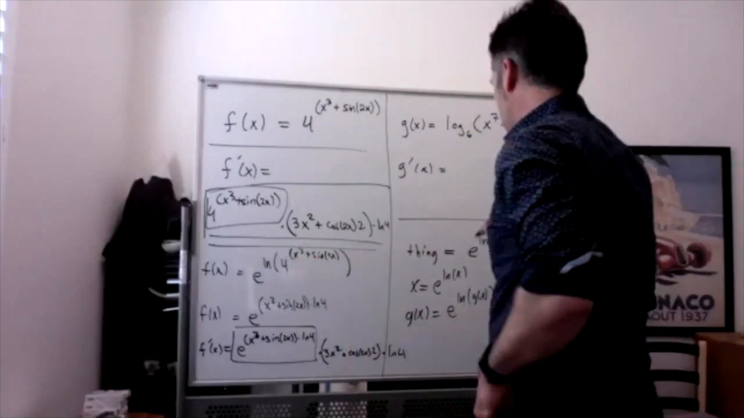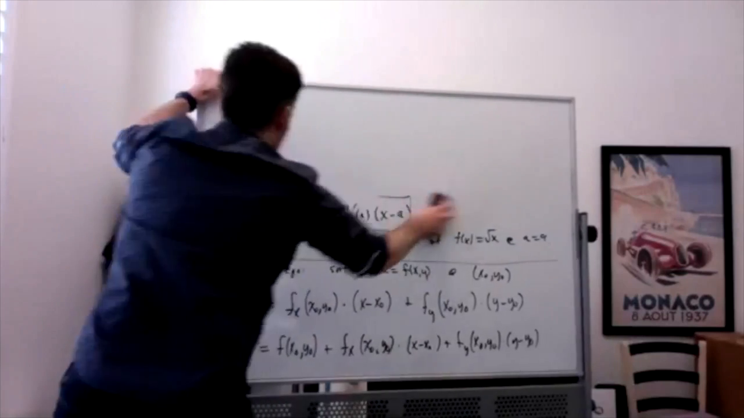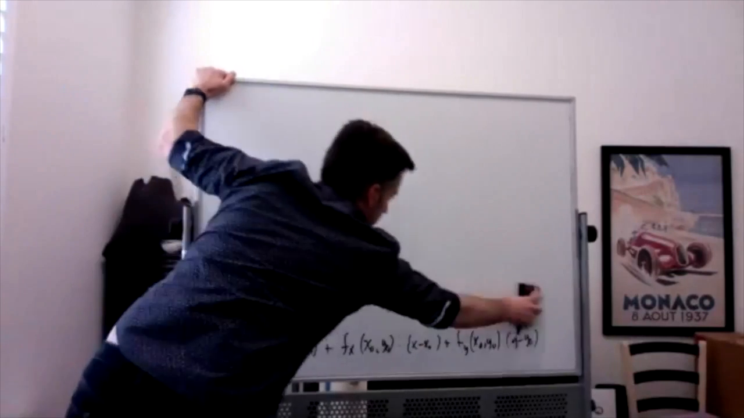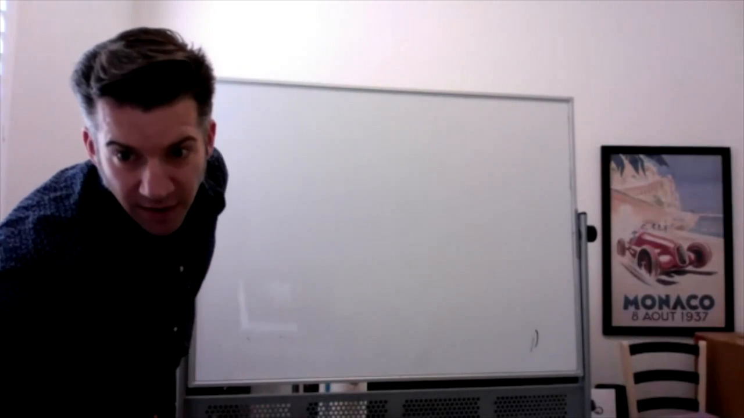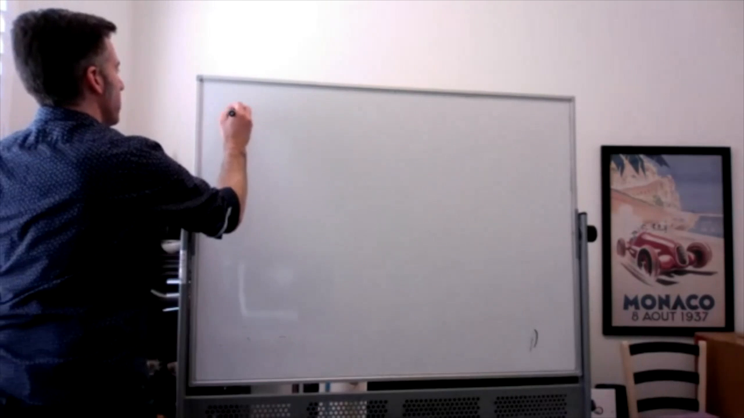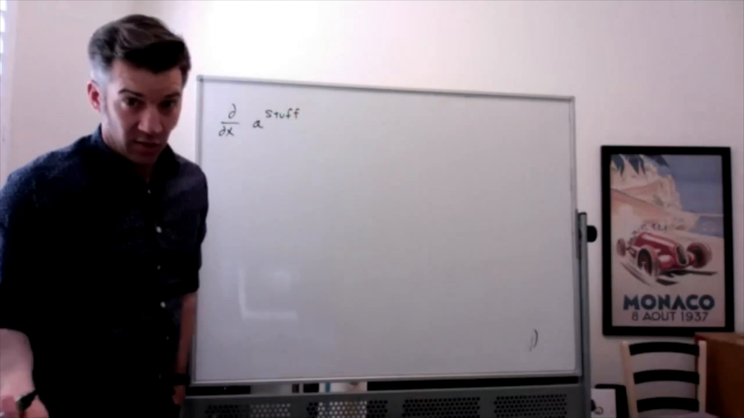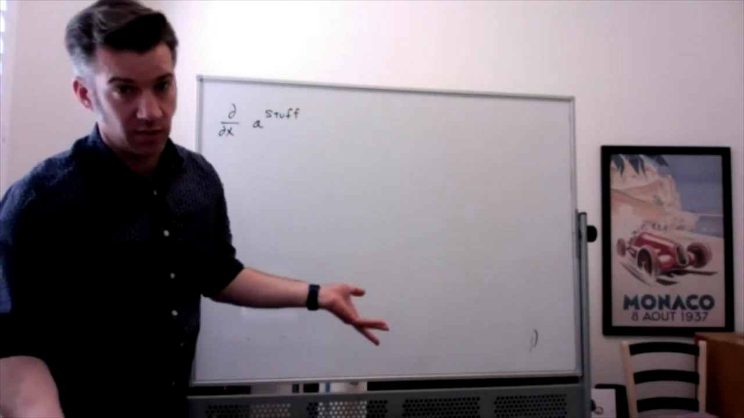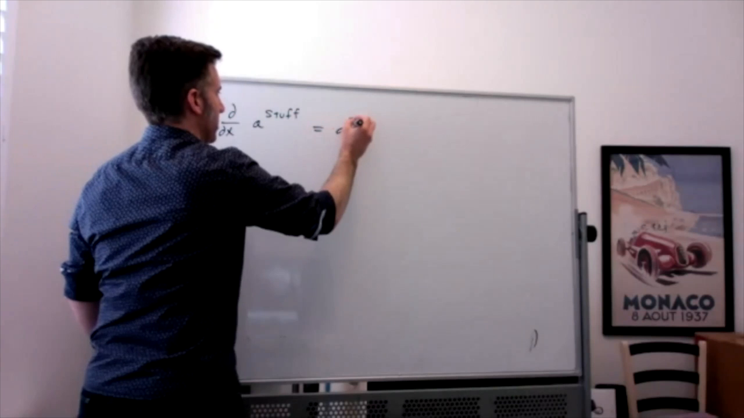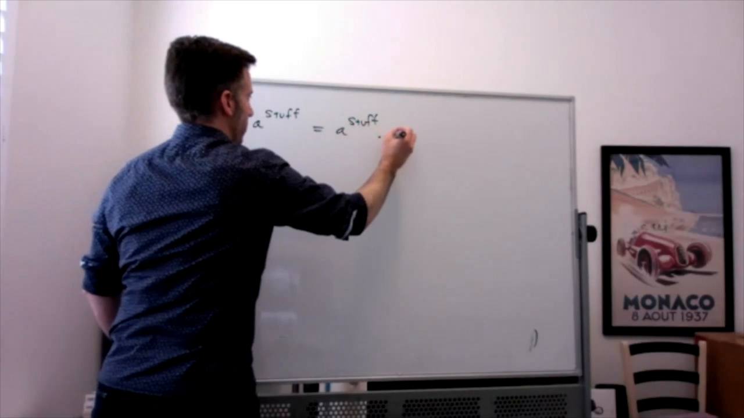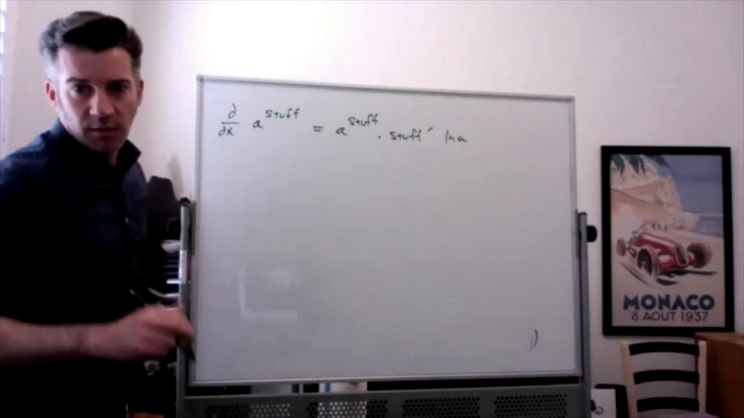Yes, when you take the derivative of, yeah, that's the rule I was using. So there's basically two ways to take the derivative of a to the stuff. Actually, technically there's three ways you can do it. One way is to memorize the formula. The derivative of a to the stuff is a to the stuff times the derivative of the stuff times the natural log of a.